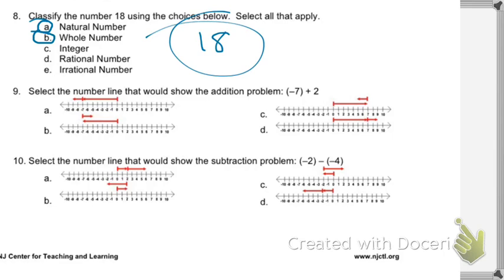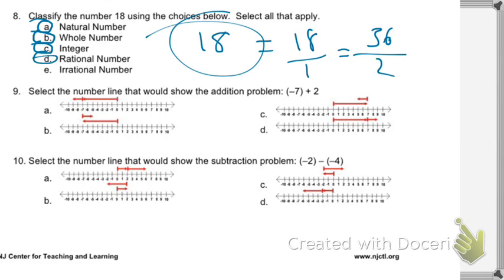Integers, all the plus and minus whole numbers. It's rational because I can write it as 18 over 1. I can also write it as 36 over 2. Okay, as long as I can write that number as a fraction, but it's not irrational. So it's A, B, C, and D.